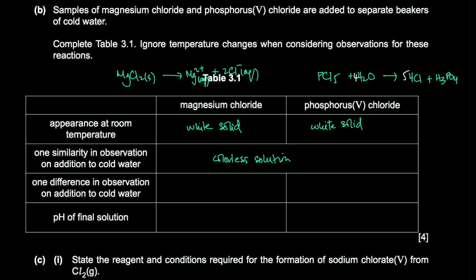So the observation is with magnesium chloride, there are no misty fumes, whereas with PCl5, you're going to see misty fumes of HCl. That's because of the HCl being produced. The pH of the final solution for magnesium chloride is approximately equal to 7. It's 6.5, you can say 7 as well, so 6.5 to 7. And then with phosphorus 5 chloride, you get an acidic solution, a pH of 2.